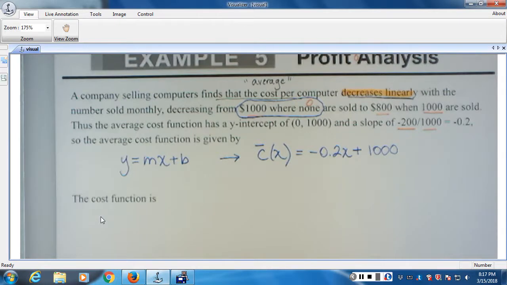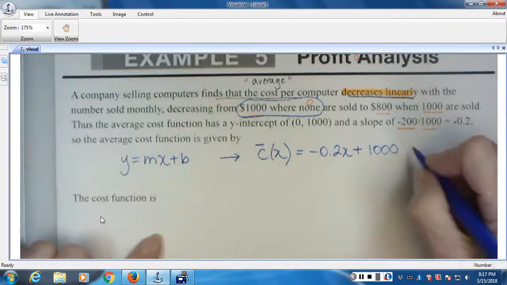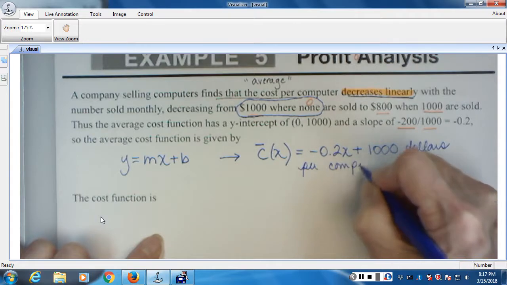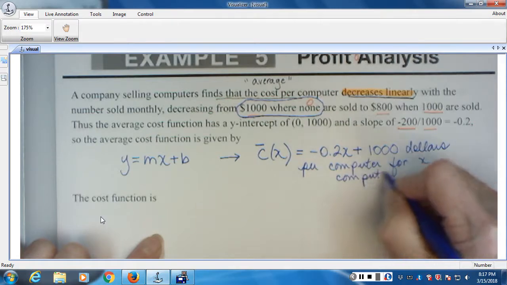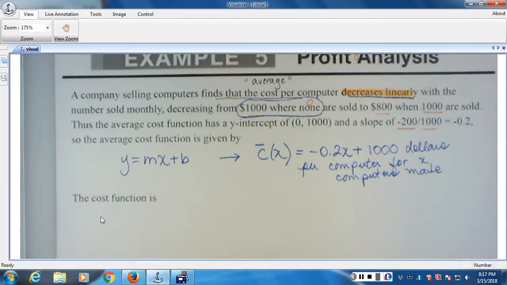Then it says, so what is the cost function? Because the average cost function is, this is in dollars per computer for x computers made. Okay? The average cost function is?